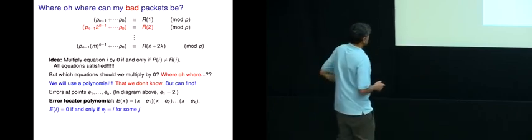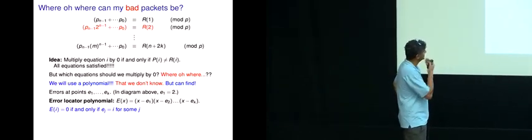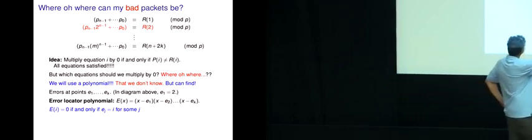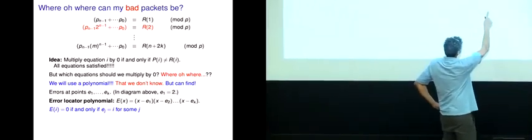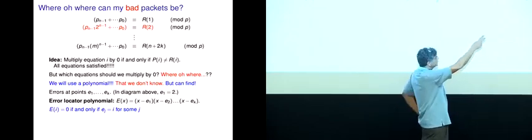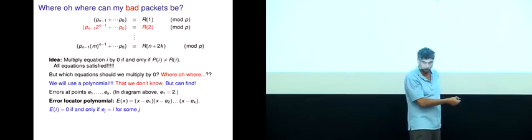So E of I is 0 if and only if Ej is equal to I for some j. That's what it says. When is this value 0? When you plug in I, if it equals one of these numbers, one of these roots, essentially, it will be 0. And if it doesn't equal one of those numbers, it will be non-zero. We want to multiply the bad ones by 0 and the good ones by non-zero, and that's what we do.